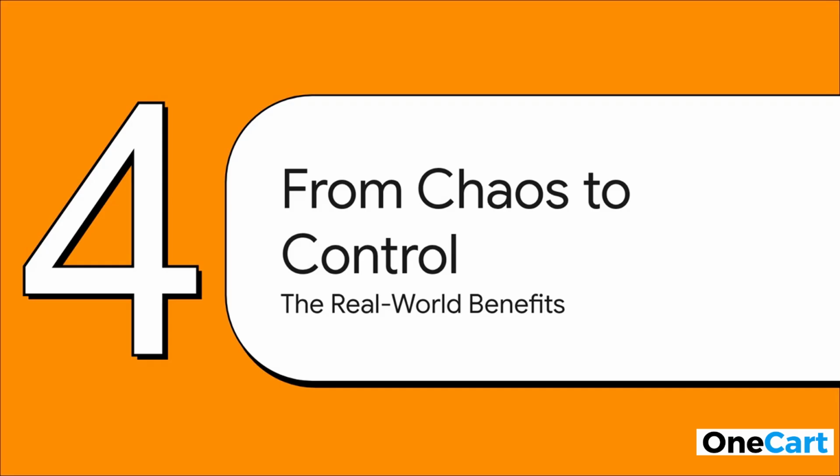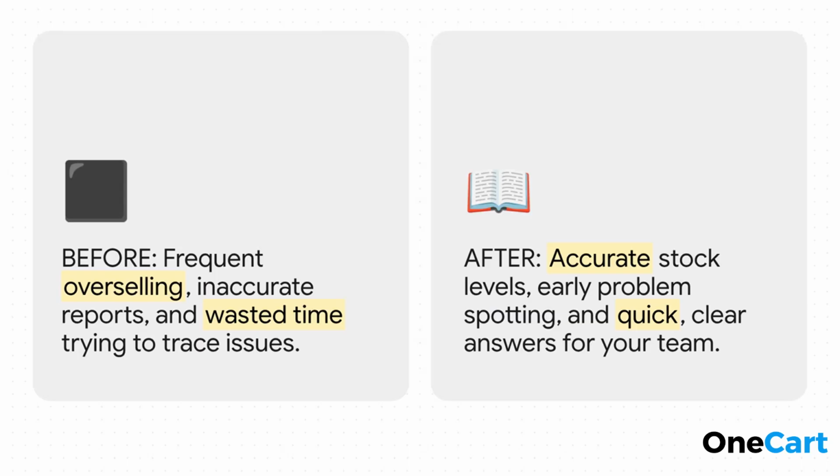So what does all this tracking and logging actually get you in the end? It gets you a fundamental shift from total chaos to complete control. Let's look at the real-world benefits here. I mean, the transformation is huge. Before, the black box meant you were dealing with constant overselling, inaccurate reports, and just hours wasted hunting down answers. But with an open book, your stock levels are accurate. You can spot problems the moment they happen. And when a question comes up, the answer is right there in the log, clear as day.